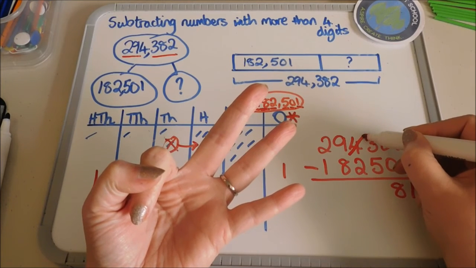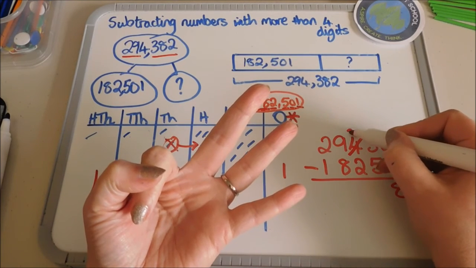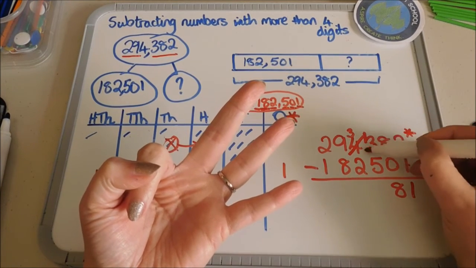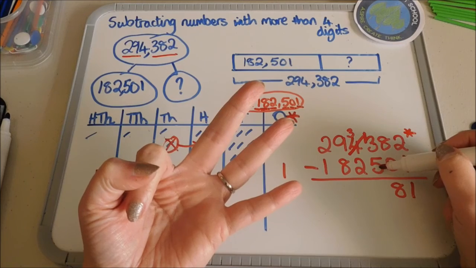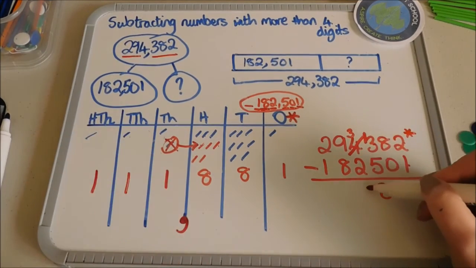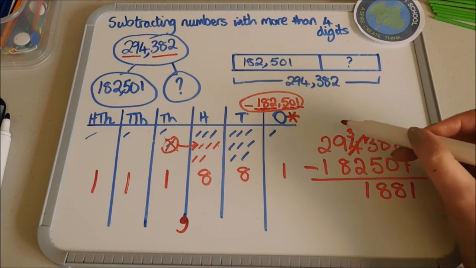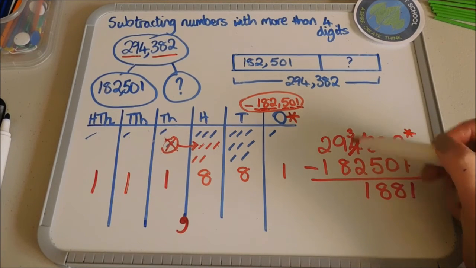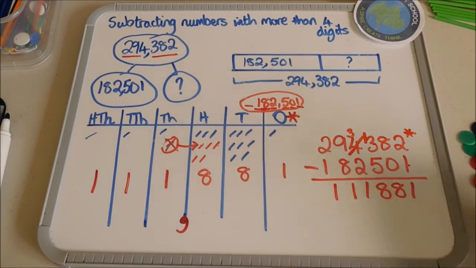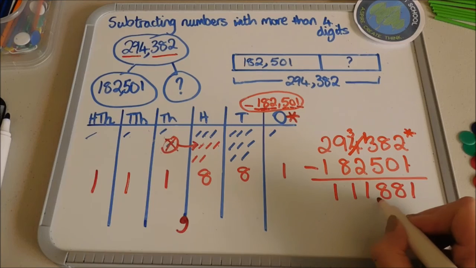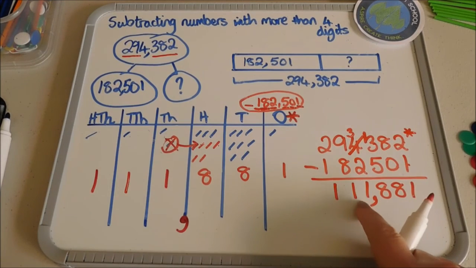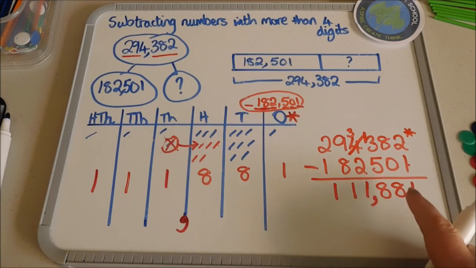So I'm going to go to the column here and I'm going to reduce that by 1 and bring it over, so that now becomes 13. Subtract 5 is 8. 3 subtract 2 is 1. 9 take away 8 is 1, and 2 minus 1 is also 1. Okay, separate my hundreds from my thousands with a comma. 111,881.